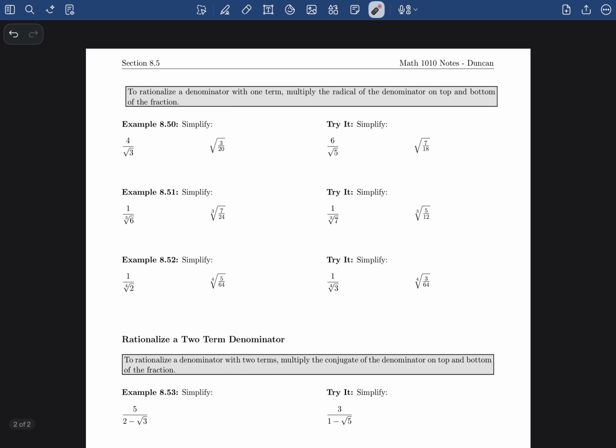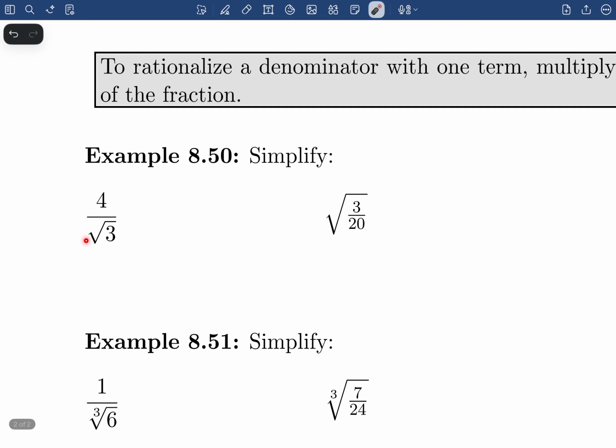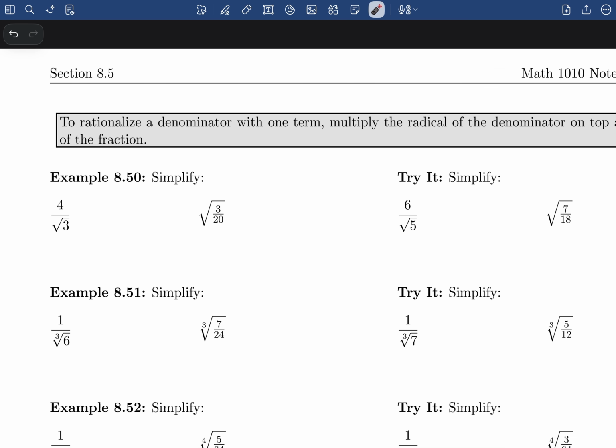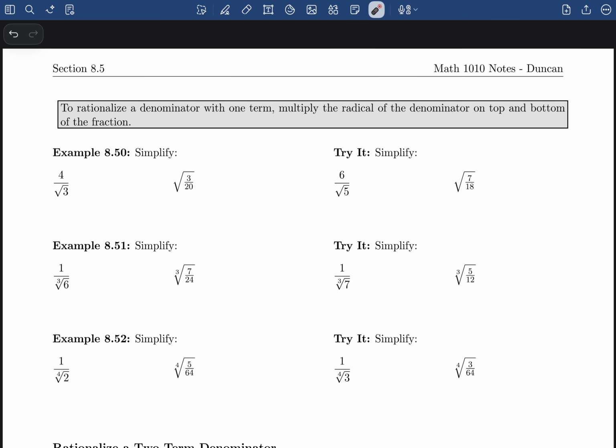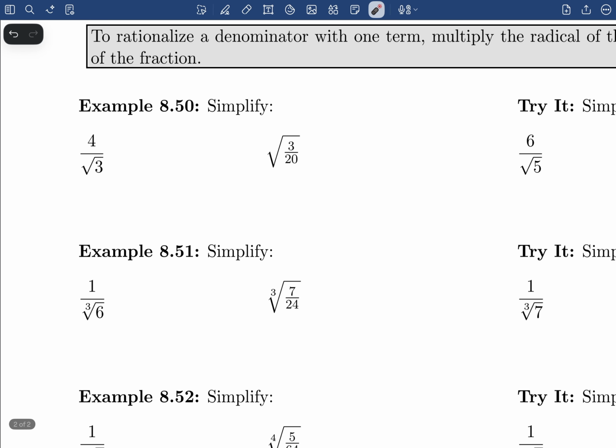So I'm going to make you see something here. Here I have a radical in a denominator. This is what we don't like. That's an irrational number. It's like pi, it goes on forever, and mathematicians do not like having irrational numbers in a denominator. So when you see any radical in a denominator, the goal is to get rid of it by doing this process. And it's a quick, easy step to rationalize a denominator with one term. Simply multiply the radical of the denominator on top and bottom of the fraction. All right, so I'll show you how to rationalize 4 over the square root of 3.